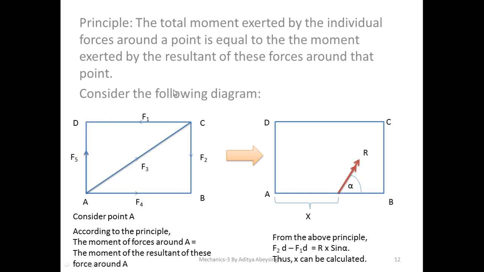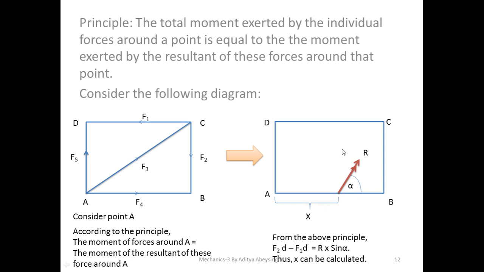Since the resultant is an inclined force, I'll decompose this force along the horizontal and the vertical directions. The horizontal component is R cos alpha, but unfortunately that R cos alpha goes through A, so we have to ignore the effect created by that component. The other component, R sin alpha, is perpendicular to this direction, and we have this length, and it doesn't go through A, so some effect is created by that component. If this length is x, then R sin alpha times x is equal to the moment of the resultant of this force around A.